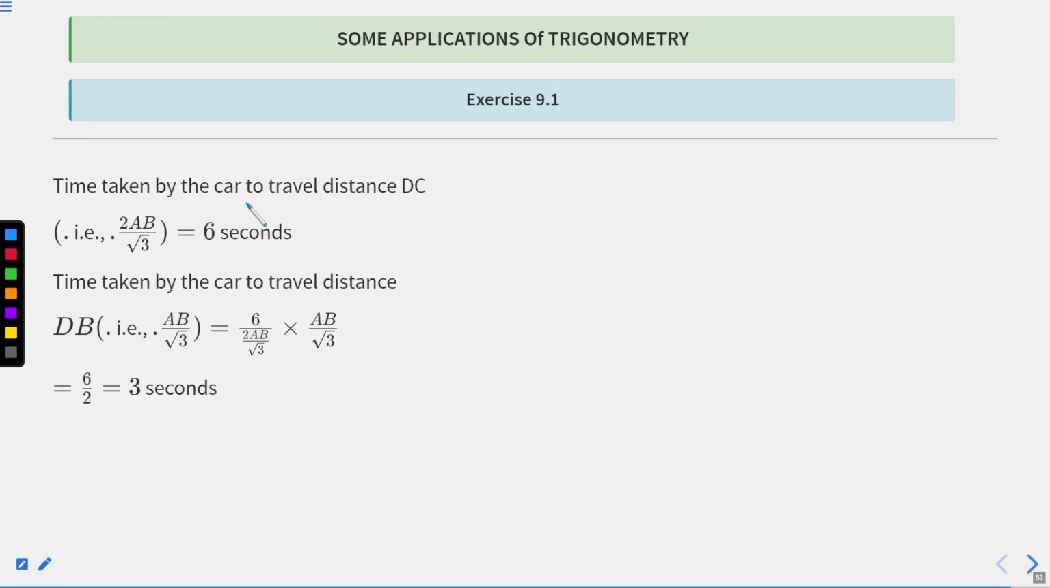Now the time taken by the car to travel distance DC is 6 seconds. So 2AB by root 3 corresponds to 6 seconds. So the time taken by the car to travel distance DB is equal to 6 divided by 2AB by root 3, multiplied by AB by root 3, that is equal to 6 by 2, that is equal to 3 seconds. So the time taken by the car to travel distance DB is 3 seconds.